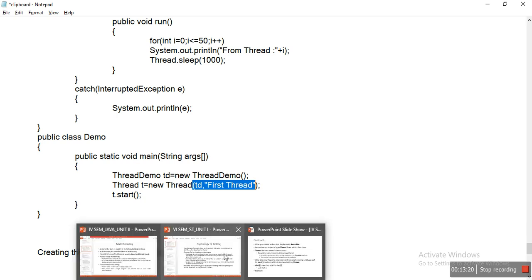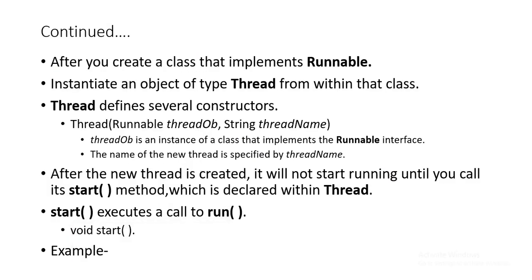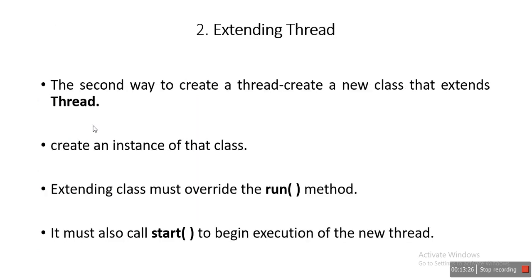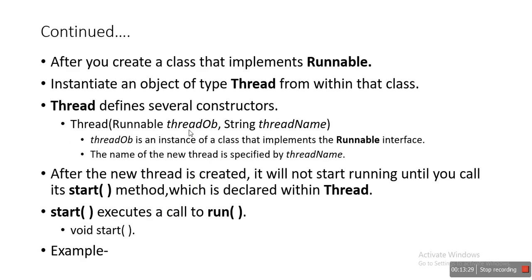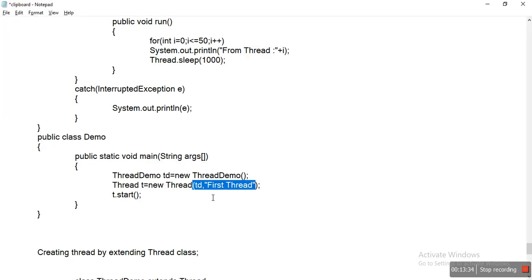We can see here, as I said, this Thread constructor takes two arguments. The first one is a Runnable object and the second is a string name. Similarly here we are passing td. td is a Runnable object, or indirectly td is a Runnable object. Why? Because this ThreadDemo is implementing the Runnable interface. That is why this is indirectly an instance of Runnable, okay. Now this is the first thread. This is the name of the thread, the name given to this particular thread, okay, td.